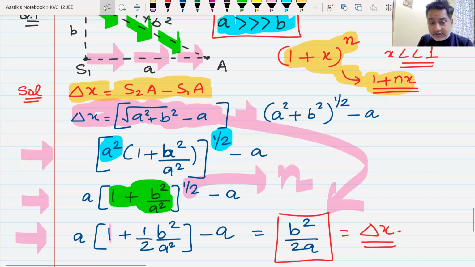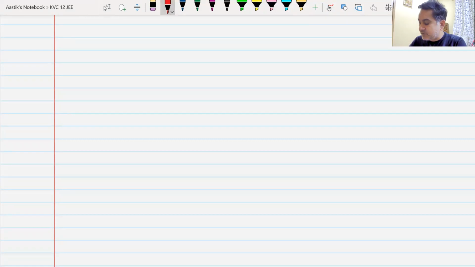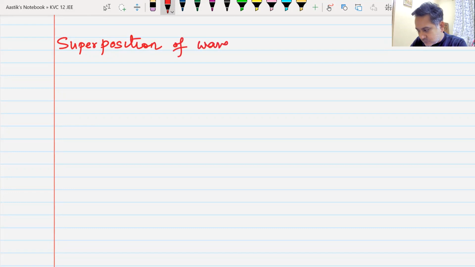Okay. What comes next is known as superposition of waves. This is also valid if the motion is simple harmonic. You can call it superposition of simple harmonic motion. You can call it a different way, different name, superposition of waves, whatever. We are doing the same thing.